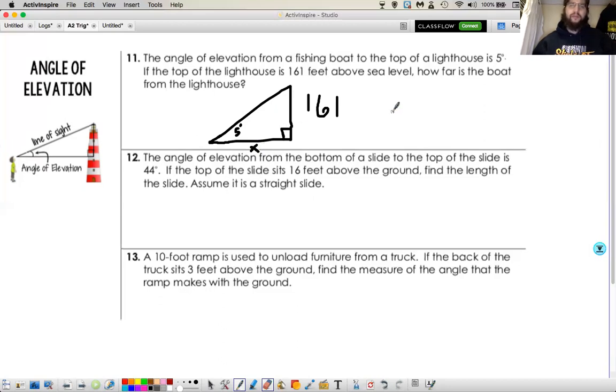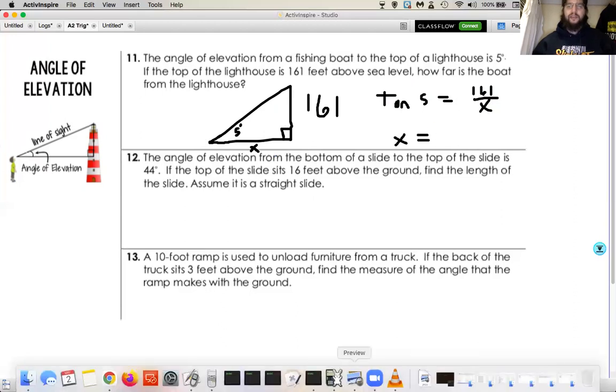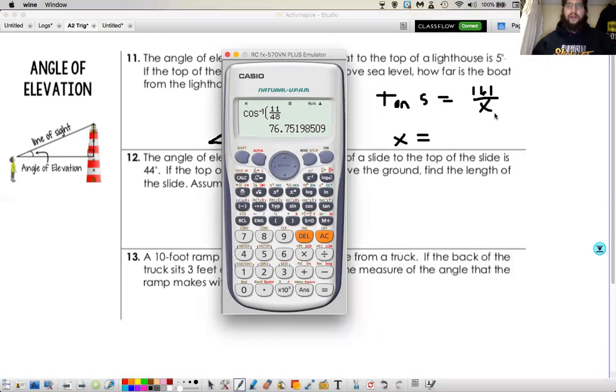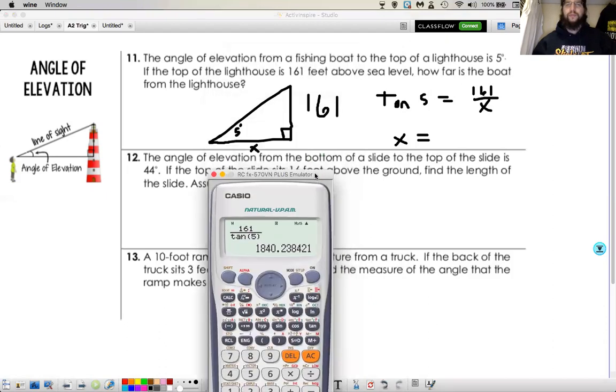Okay, solve it. Opposite, adjacent. That's gonna be a tangent. Tangent of 5 degrees is equal to 161 over x. So we'll go to the tenths place. Let's see what we get. So I'm going to multiply both sides by x and then divide by tangent of 5. That's just going to do this. And we get 1,840.2 feet.